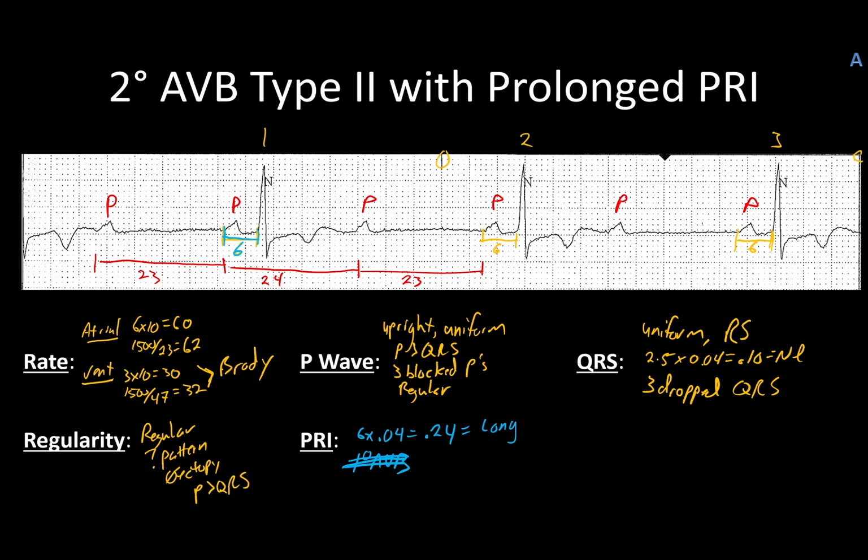That's a big deal. And so instead of saying first degree with a second degree or whatever, we just say what's written up above here, second degree AVB Type II. And again, this is only with Type II that we do this. Doesn't matter for Type I because you expect them to get longer. Second degree Type II with prolonged PRI. And that's the idea there, we need to make mention of it because, well, we bother to read it and mark it out.